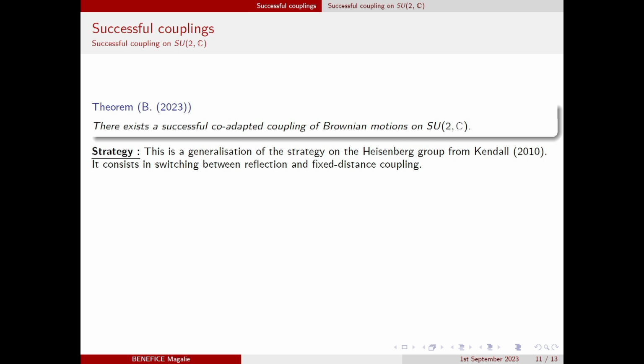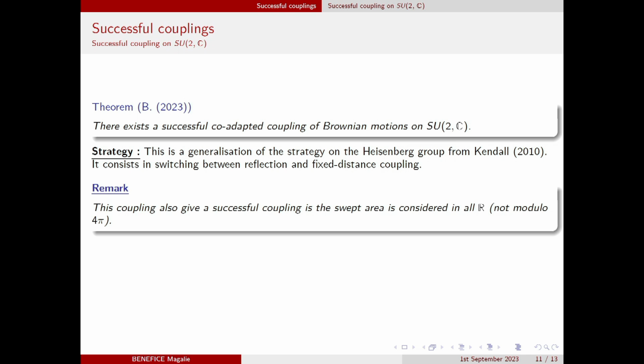Here, I don't have an idea how the coupling rate behaves, not for the moment. And what is interesting here is that normally on SU(2), the swept area is considered modulo 4π, and here with this strategy, I can just consider the swept area in R, and I still have successful coupling. So no link in reality with SU(2), but maybe something useful for other applications.